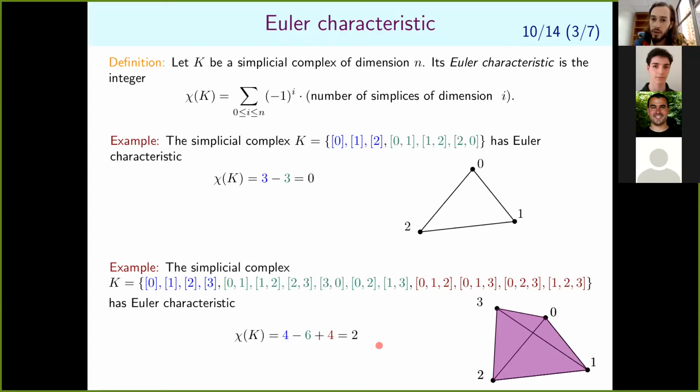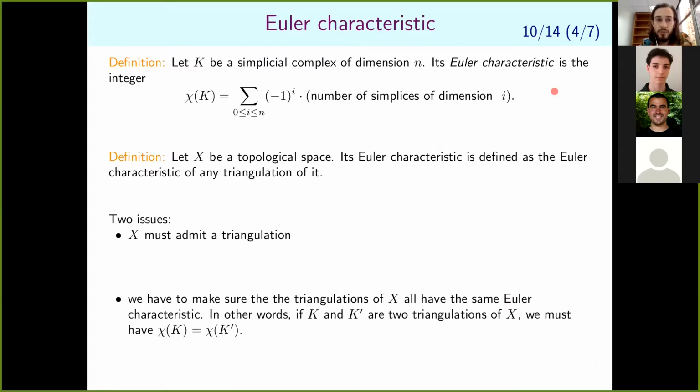Okay. Is it an invariant? And what does that even mean to be an invariant of topological spaces? Because as you can see, the Euler characteristic is defined at the level of simplicial complexes. And I would like to define the Euler characteristic for topological spaces. So there is this natural definition. What is the Euler characteristic of a topological space? It is the Euler characteristic of any triangulation of my topological space.